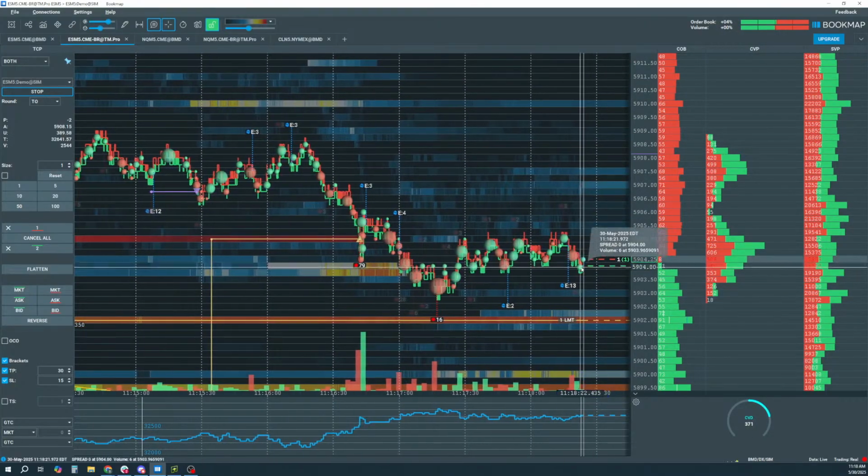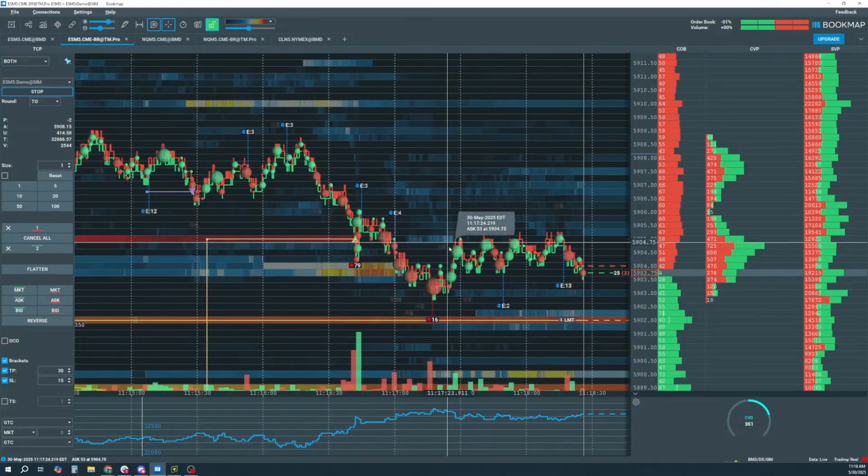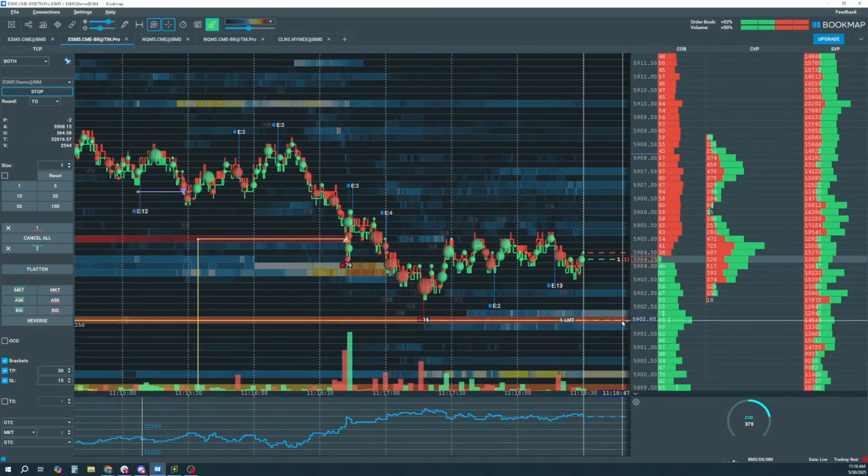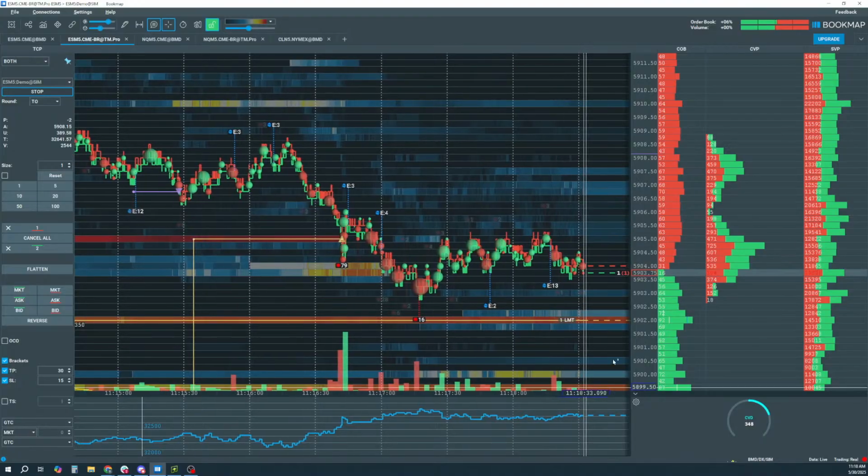Okay, so let's see if we get that right now. Looking for sellers in here, and then anyone who bought in here is going to feel the pain, and then we can maybe trade down to 02 and that liquidity there.